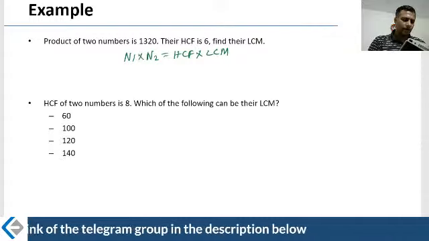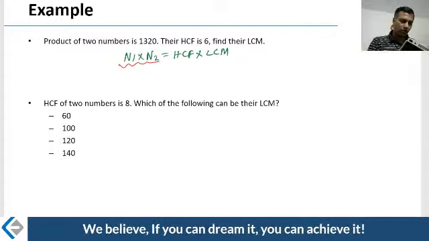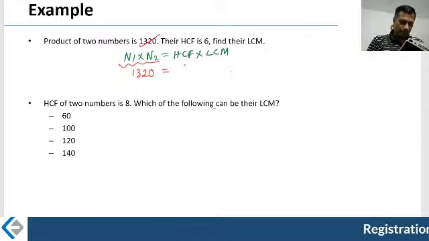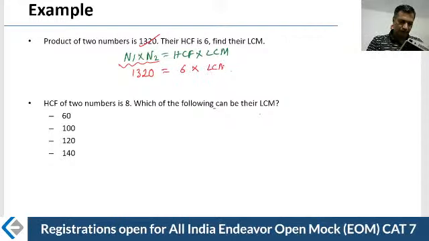I might not know what the individual numbers are, but do I know their product? Yes. I have it as 1320. Do I know their LCM? Yes. HCF? Yes, that is 6. Now what am I asked to find out? Their LCM. Fine, I can find their LCM.